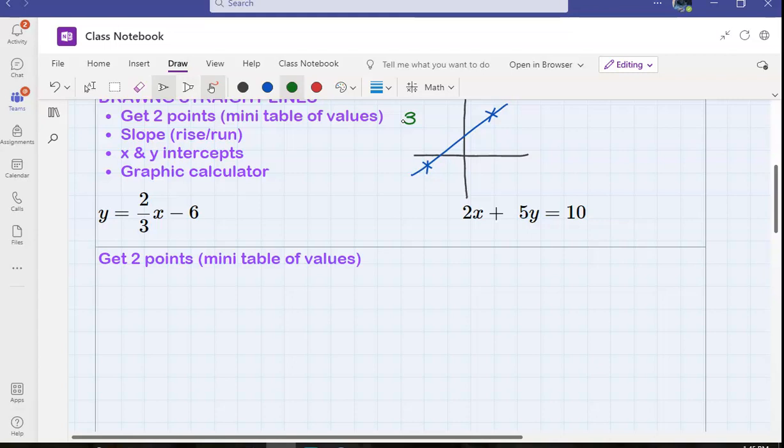Anyway, so 2 points. We've got 2 equations here in different forms, right? The forms that we are used to, our gradient intercept form and our general form. A bit funky, I know the 10 should be over, but most of the time it's written like that. So if I was going to use a table of values to graph this, what values would you choose?